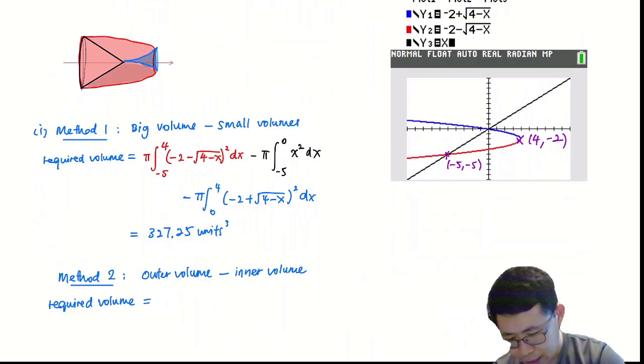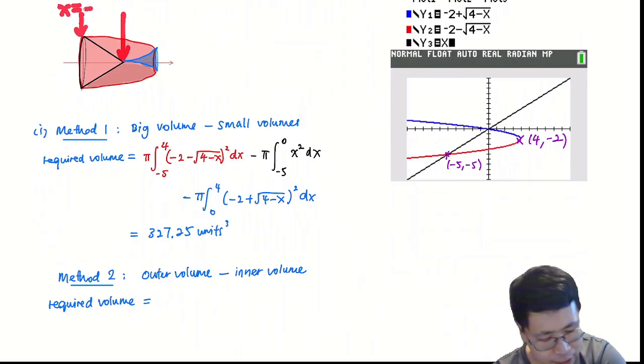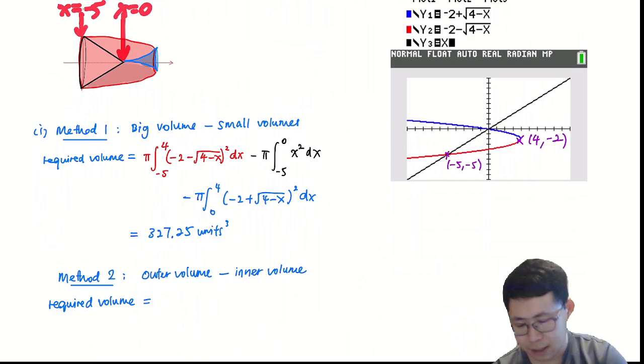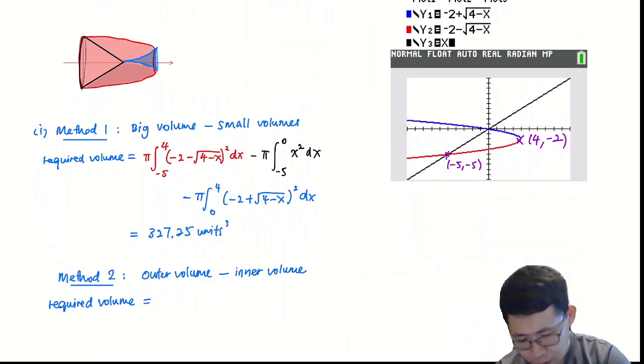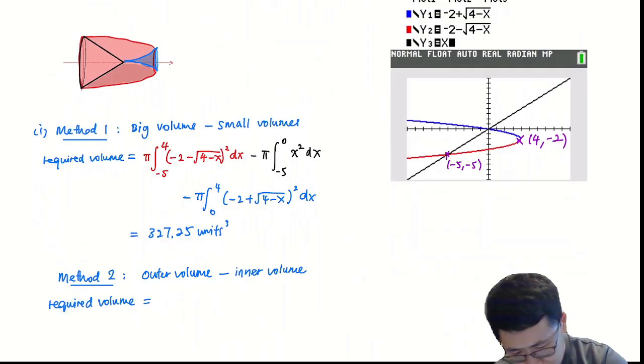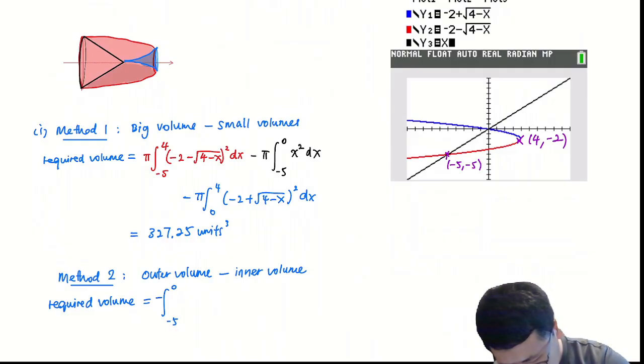The first section is from here to here. So this is x equals -5. This is x equals 0. Correct? So what we're going to do for this one, from -5 to 0, is pi.